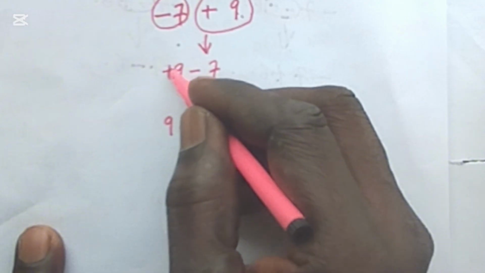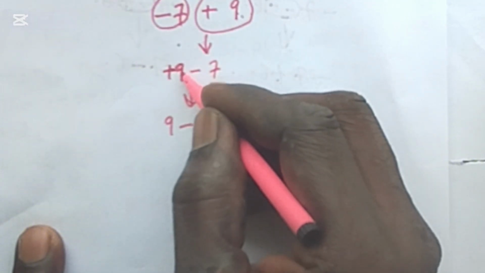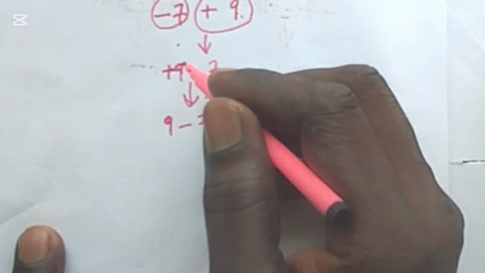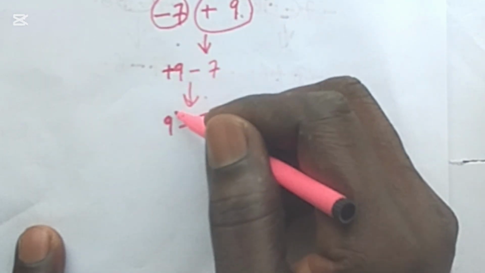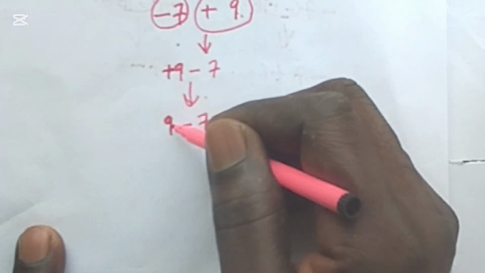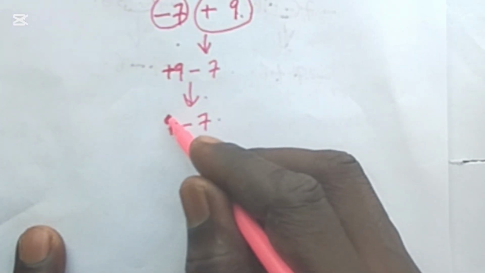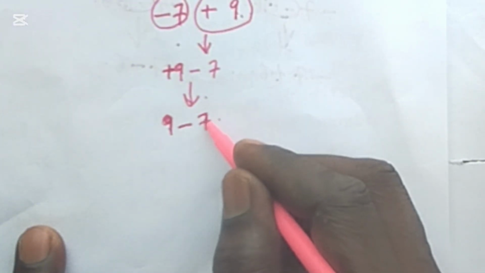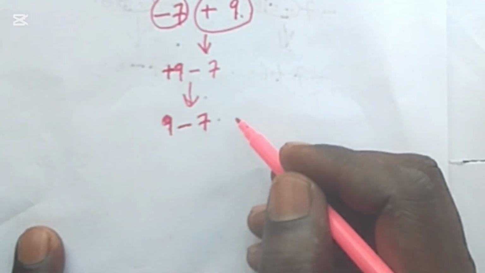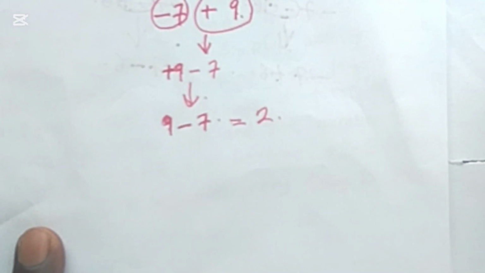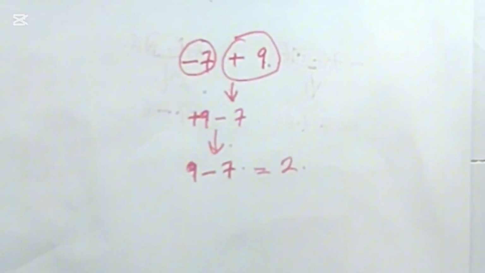Why? Because plus 9 and 9 are the same. Positive numbers can be written with the sign or without the sign. So I choose to write without the sign. So you have 9 minus 7 now, which is a straightforward statement. The answer is 2. So that is just all about it.